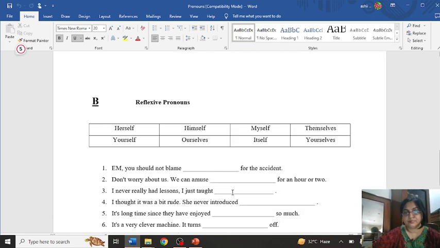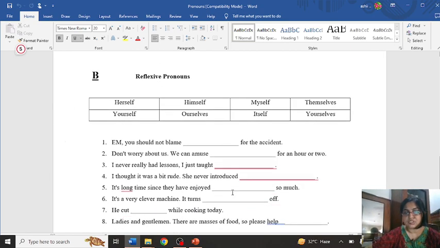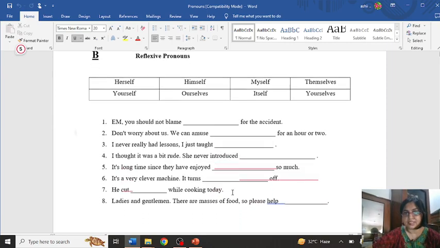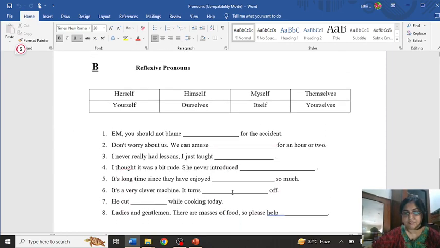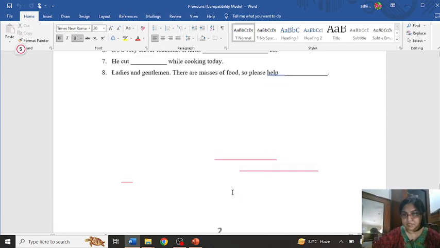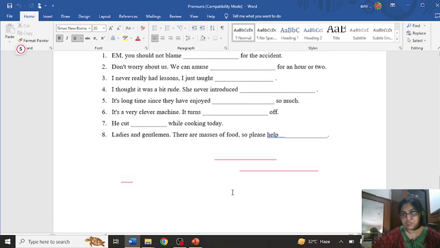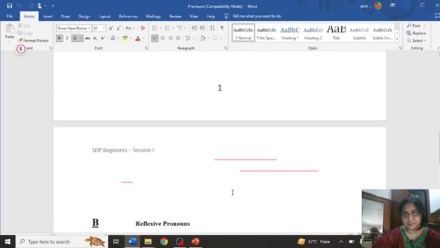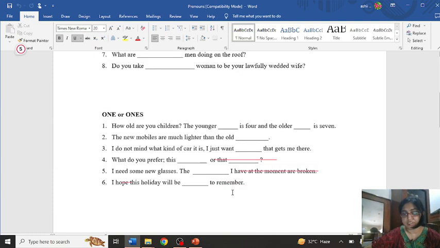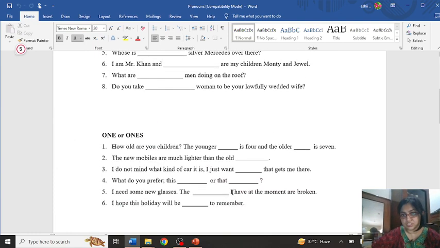One more thing I want to show over here is this worksheet on reflexive pronouns. These are the blanks that I have given. If any one of you would like to have this worksheet, I can email it to you. If you're interested, write your response in the comment section. For example, we can solve a few over here together.